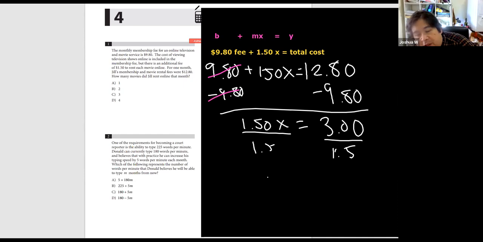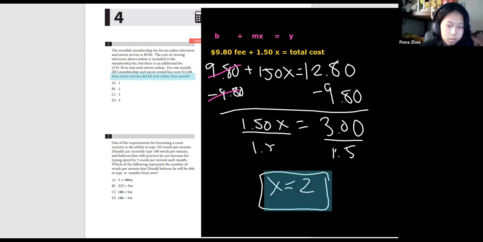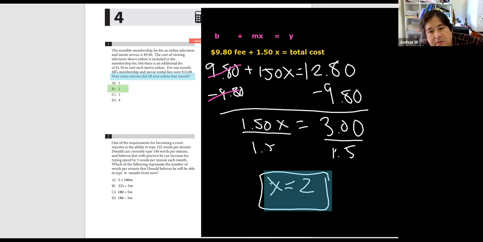Okay, Fiona, hold on a second. X equals 2. What does that mean? How do we interpret the result once we have an answer? What was the question? How many movies did Jill rent online that month? Fiona said 2. Okay, so Jill, from that online television and movie service, rented 2 movies. B is correct. Fiona, can you also read question number 2?